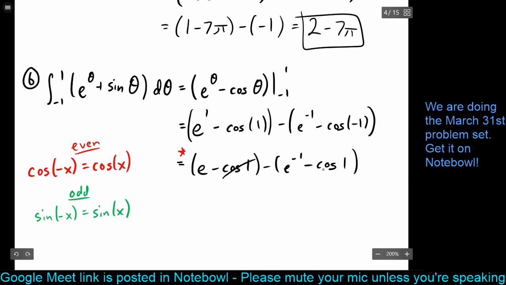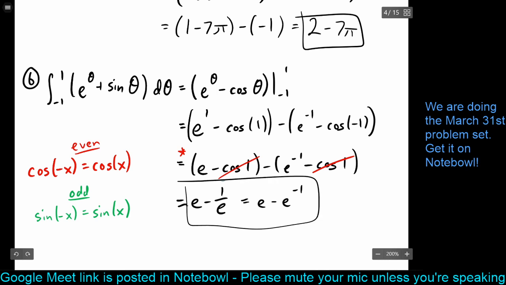So it's going to turn out that these pieces just cancel. And so what we're left with is e minus 1 over e, or e minus e to the negative 1. Either way you want to write it is fine. Right, so both of these are okay. So that was the last one of those. Any questions about that at all?